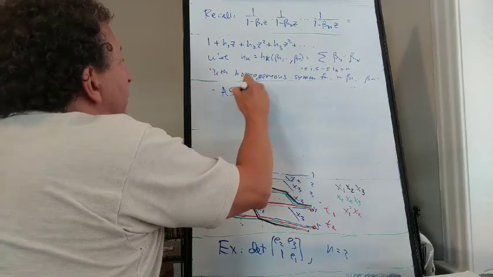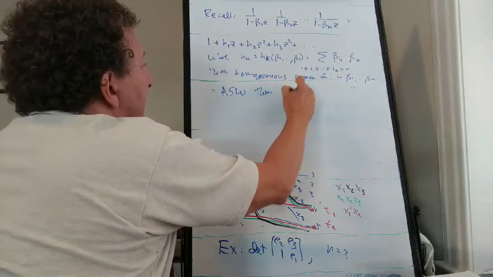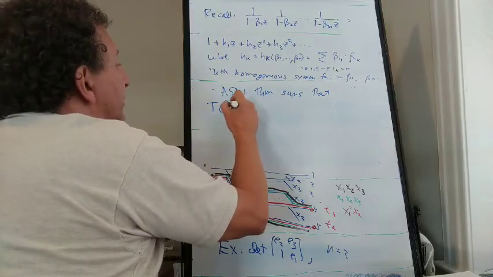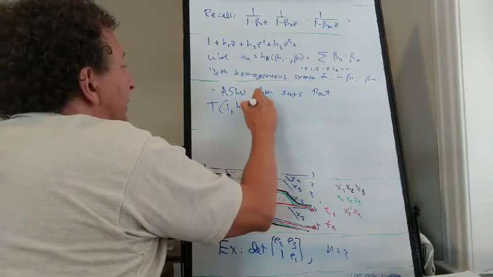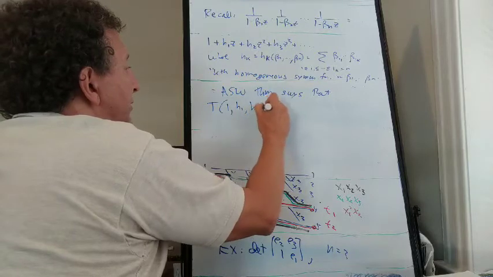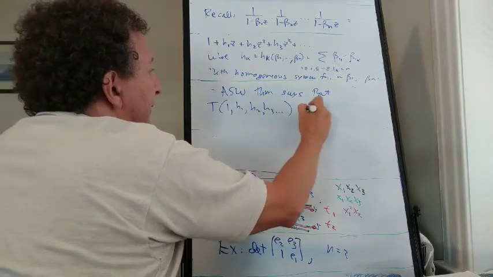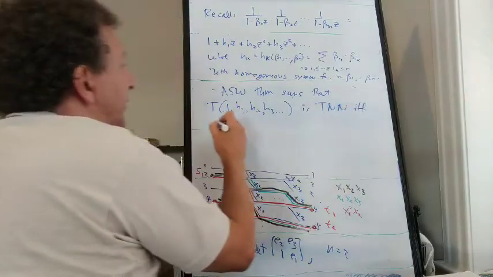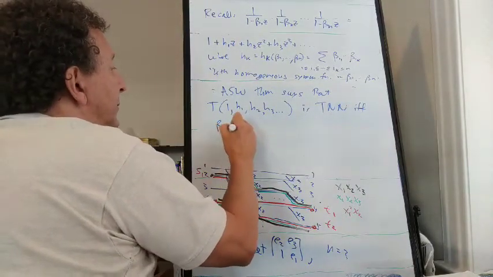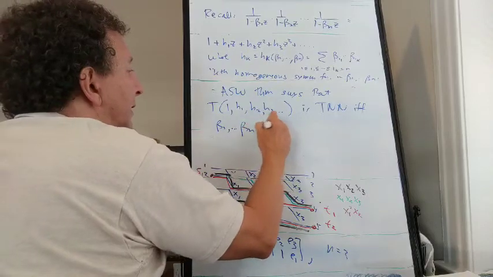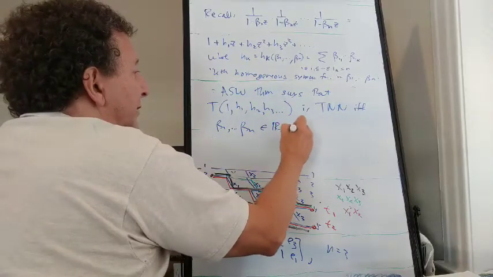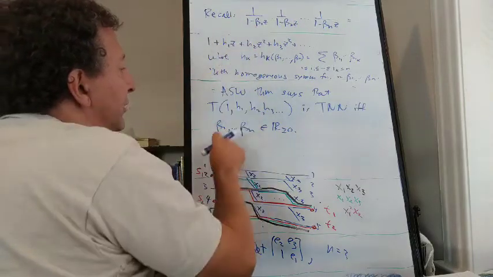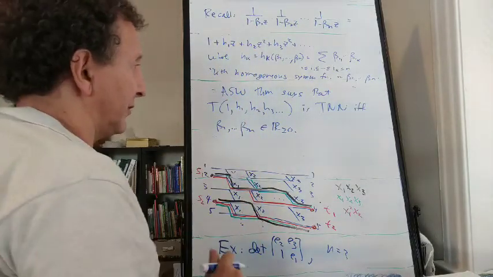So the Aissen-Schoenberg-Whitney Theorem says that the Toeplitz matrix T of 1, h1, h2, h3, etc. is totally non-negative if and only if beta 1 through beta n are real non-negative numbers. Equivalently, this power series has only real poles if that matrix is totally non-negative.